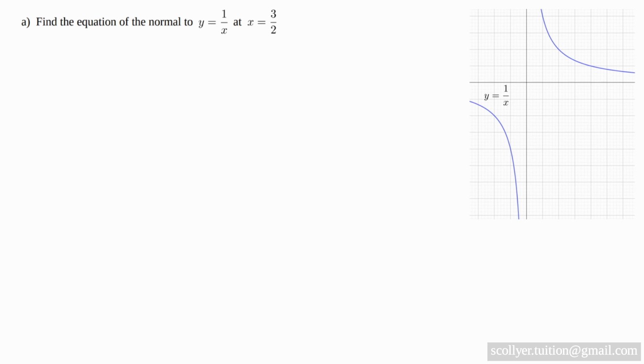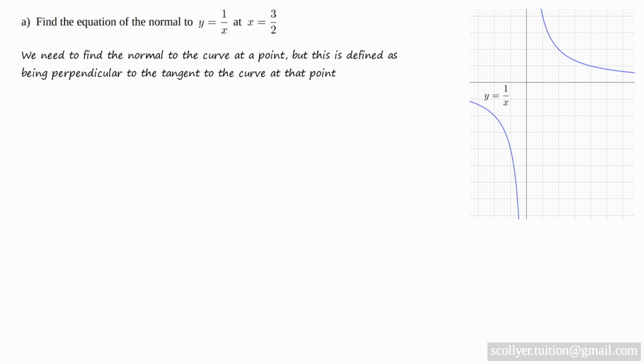Part A. Find the equation of the normal to y equals 1 over x at x equals 3 over 2. So we need to find the normal to the curve at a point, but the normal is defined as being perpendicular to the tangent to the curve at that point. The point in question is given by x equals 3 over 2, and we call the tangent to the curve at that point t, and we call the normal to the curve at that point n.